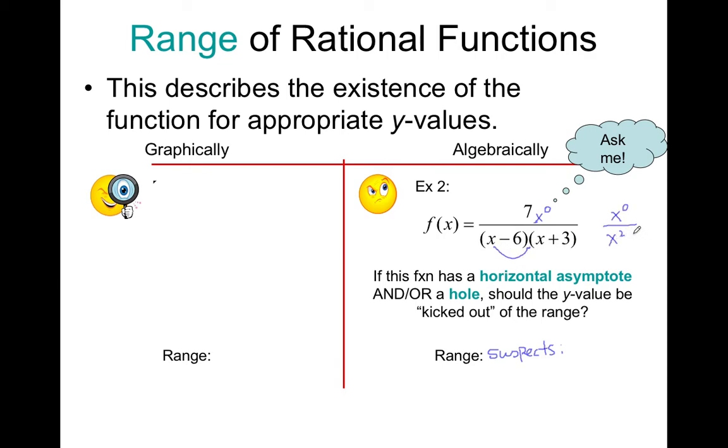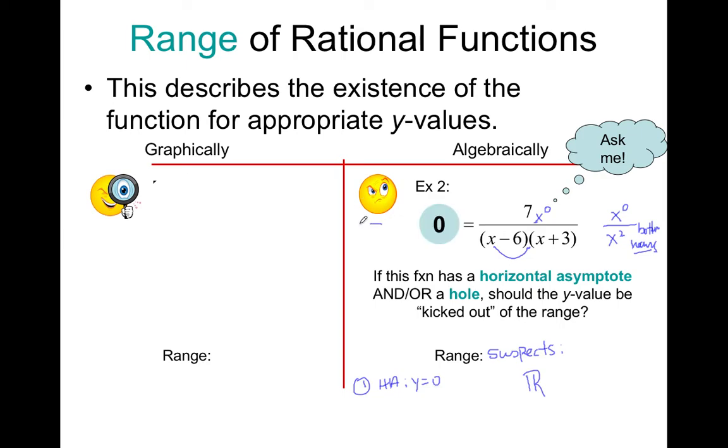X squared. So since I'm bottom heavy, I have a horizontal asymptote at y equals 0. How do I know if I should kick y equals 0? So here's my suspect, suspect 1. Should I kick y equals 0 out of the range? Go to the equation and ask it.